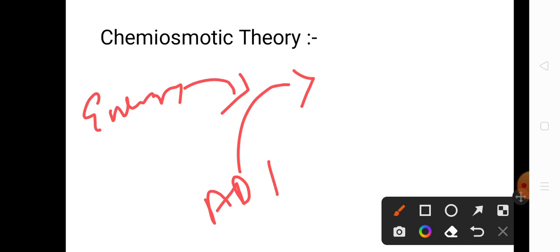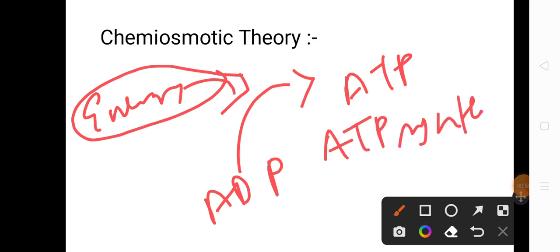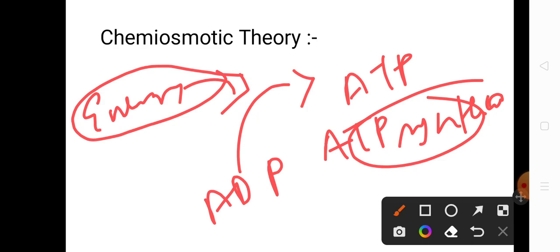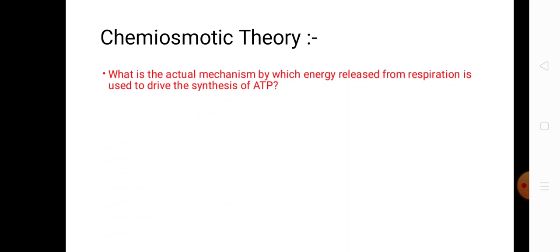Because during the discussion of our electron transport chain, we talked about the energy, or free energy, right? That was released. So there was a question of how the enzyme ATP synthase, which plays an important role in the synthesis of ATP, will use this energy and synthesize ATP from ADP. Peter Mitchell used this chemiosmotic theory to answer this question.